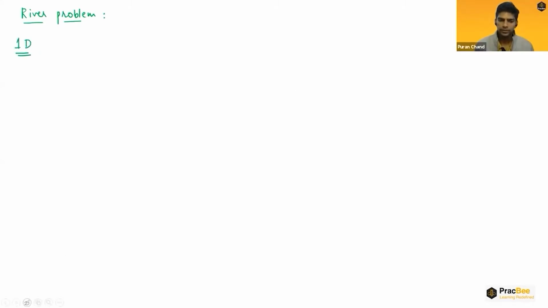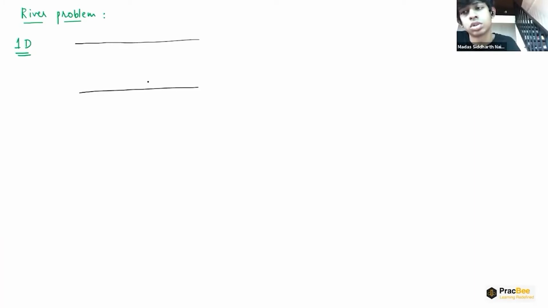One dimension you have studied in class 10th, right? Upstream and downstream velocity. You must have studied it in mathematics, when we have linear equations. Okay. Suppose we have a river and there is a person who is swimming in this direction, right?